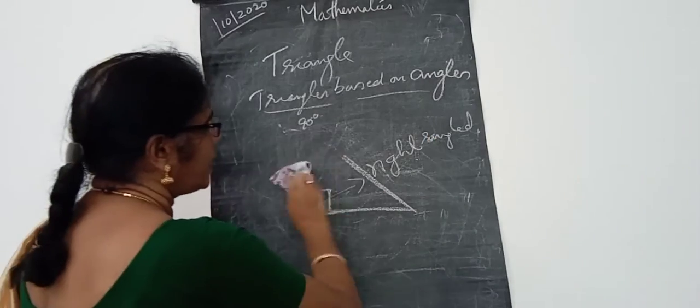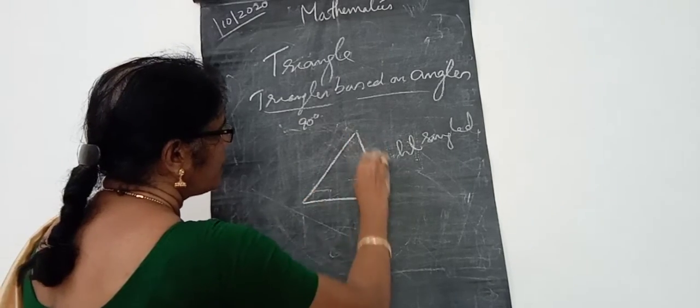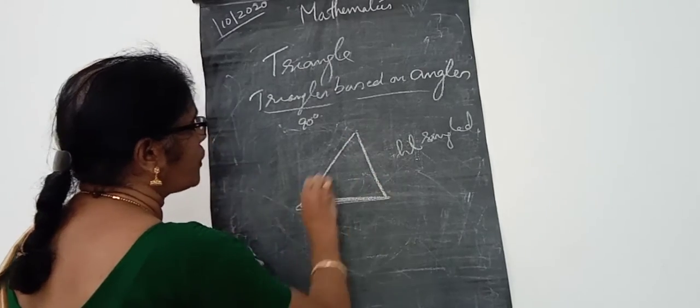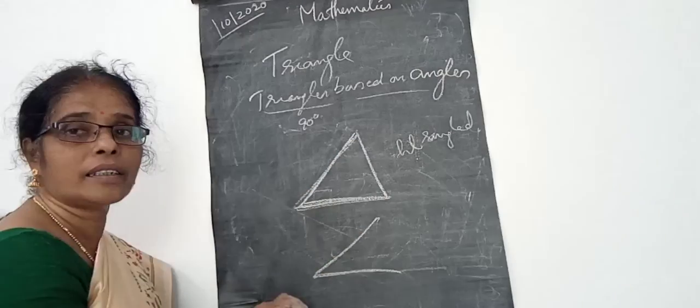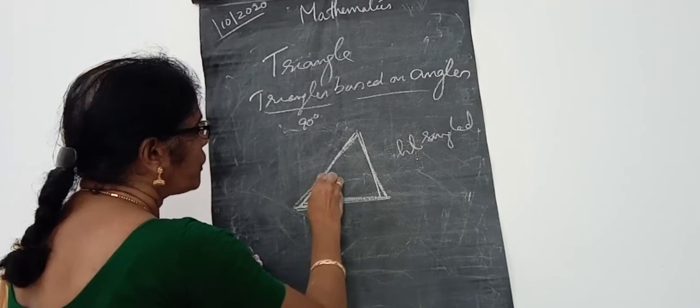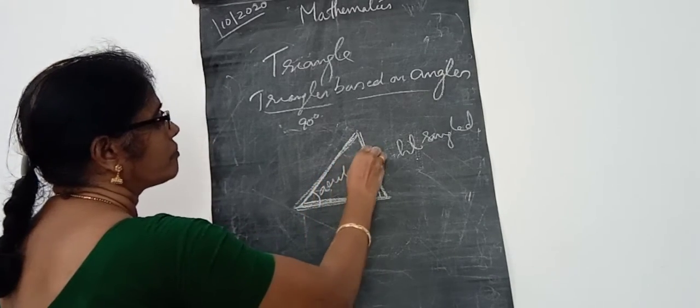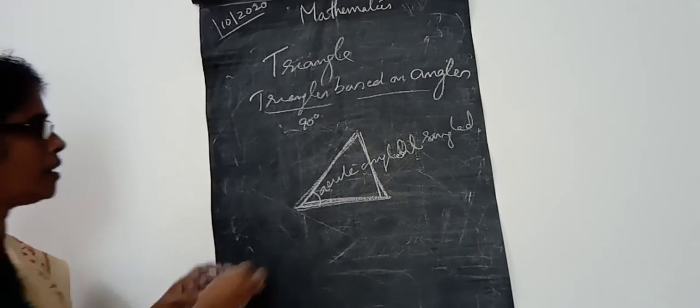And this one is also a right angled triangle. And another triangle, yes, look here. What is this? This one is an acute angled triangle, isn't it? So we call this an acute angled triangle. This one is the acute angled triangle.